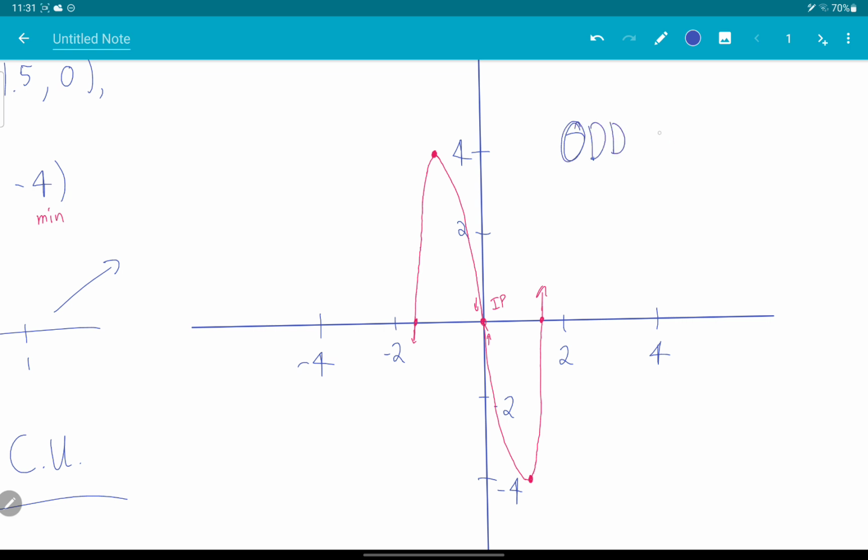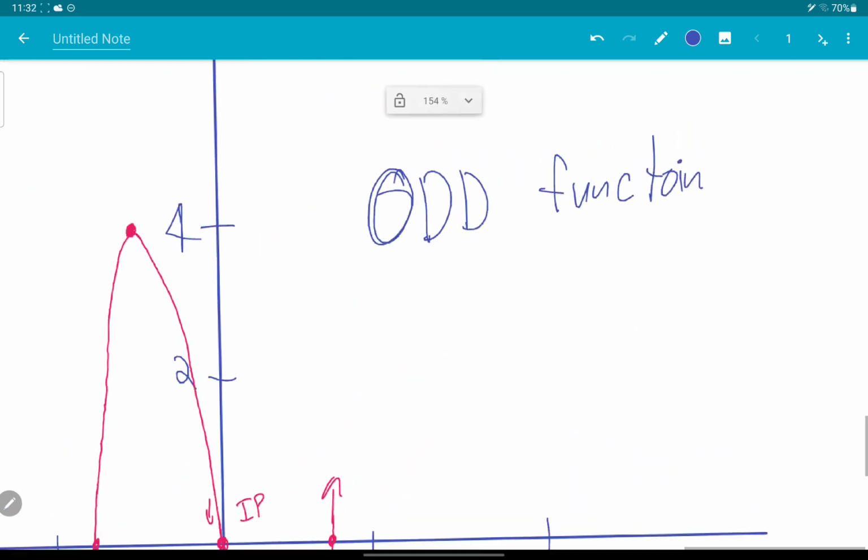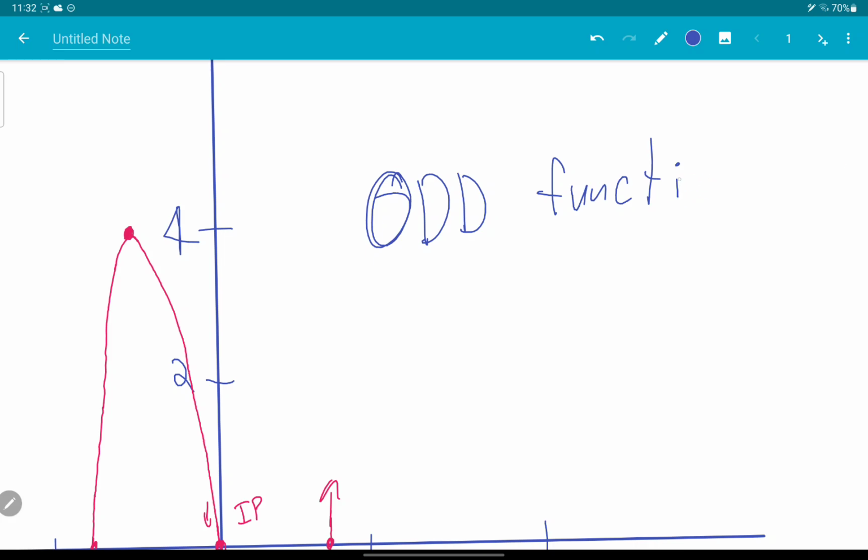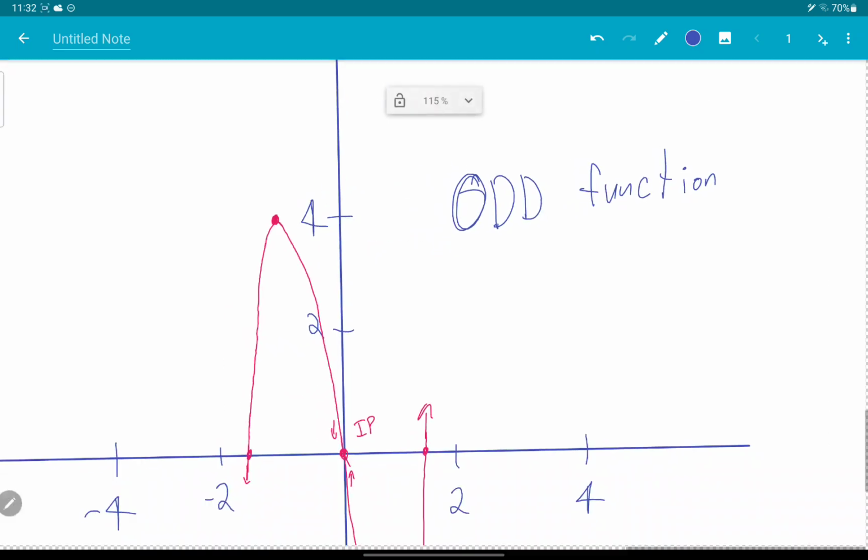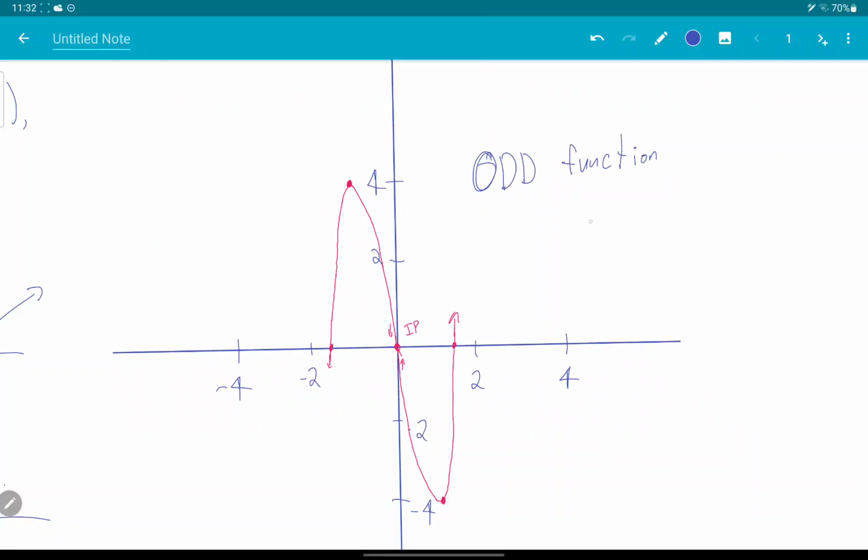An odd function. Function. A function, Jordan. Okay, odd function. The defining equation is that f of negative x is going to be negative f of x. And you'll notice that my function, which is x to the 5 minus 5x, you can check it does indeed pass this test.